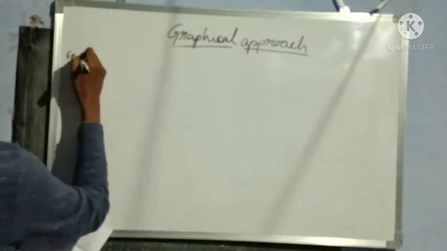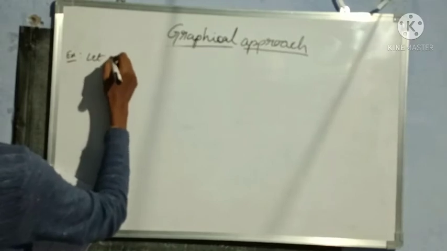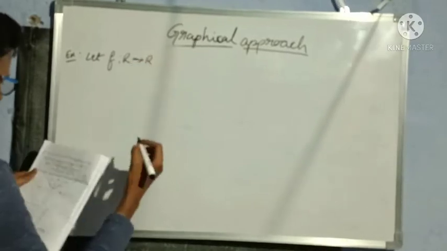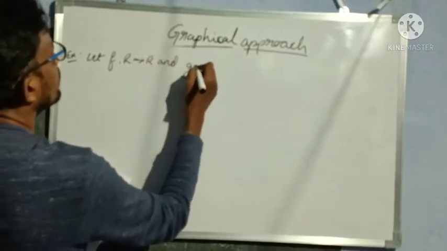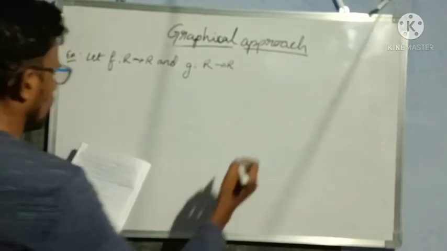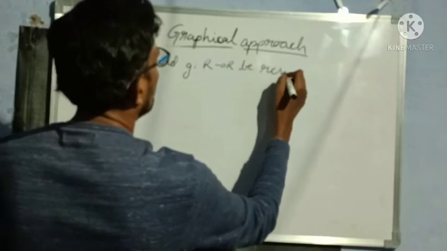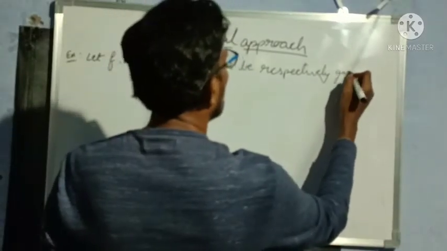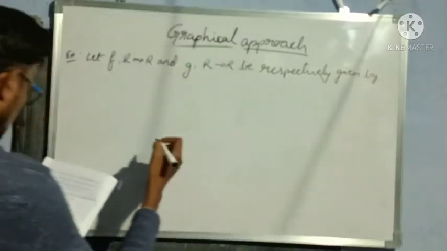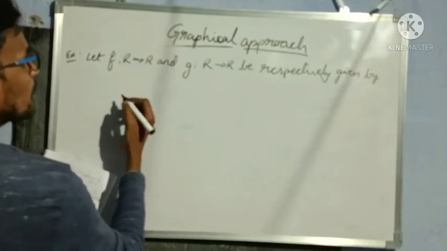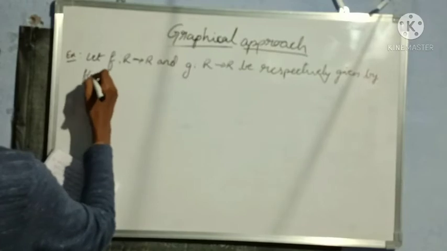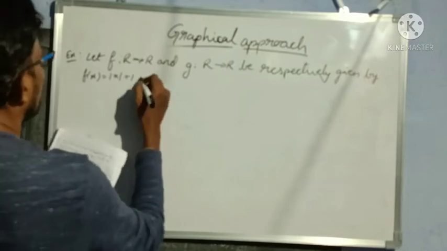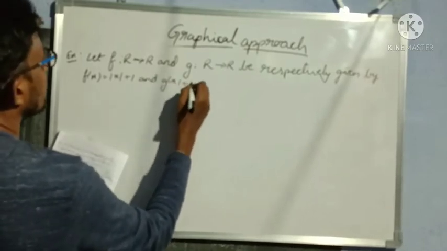very important example. Let f from R to R and g from R to R be respectively given by f of x is equal to mod x plus 1 and g of x is equal to x square plus 1.